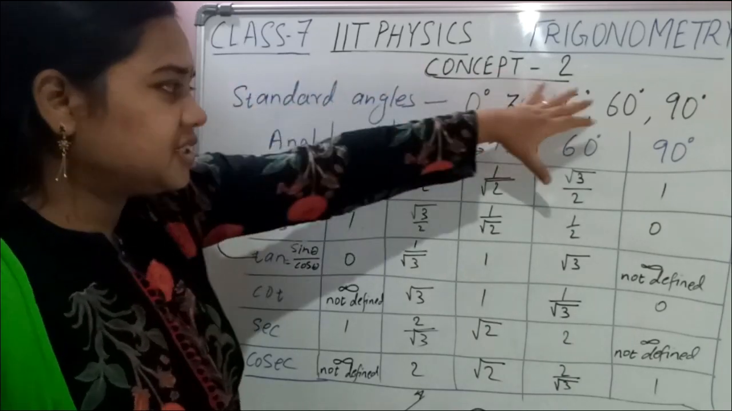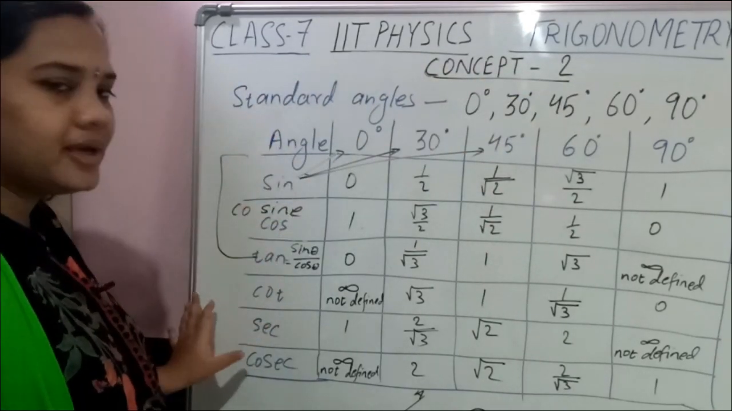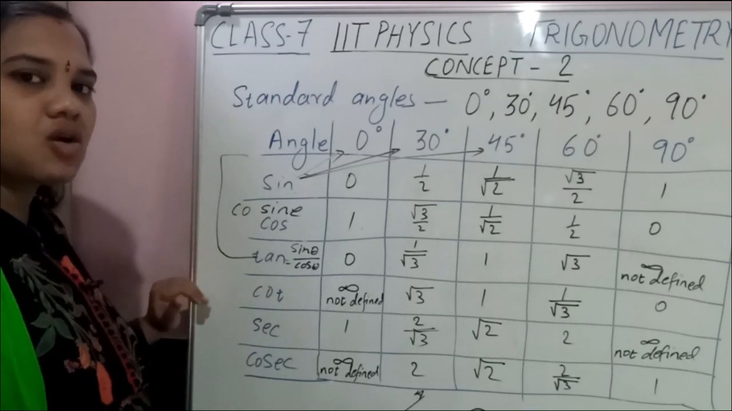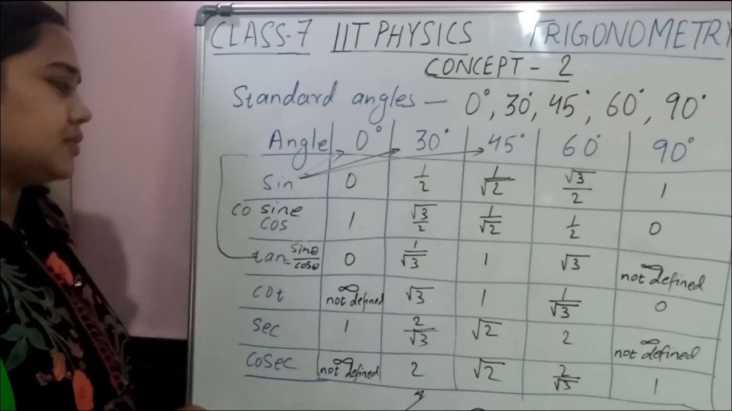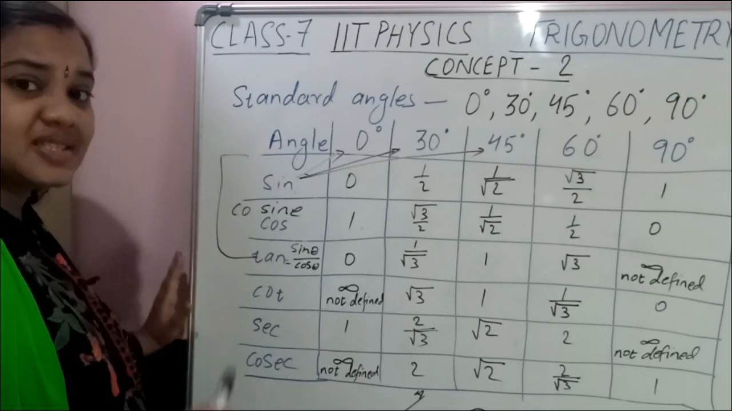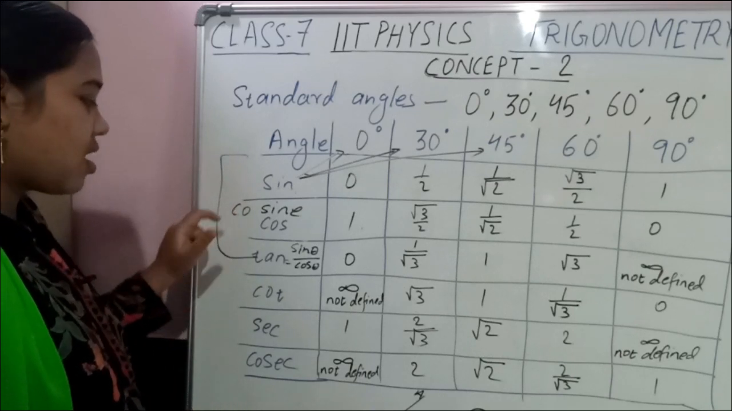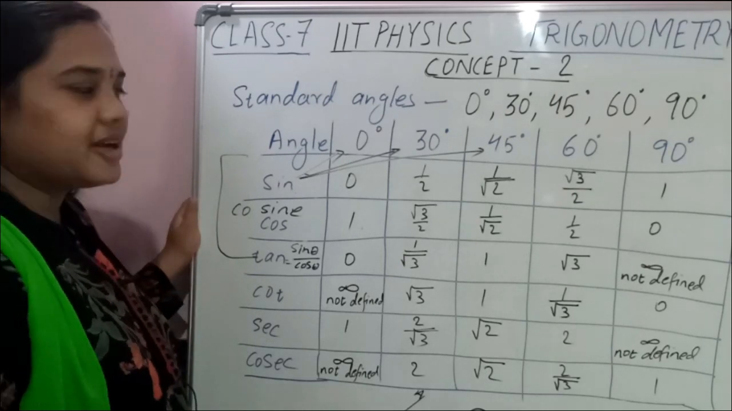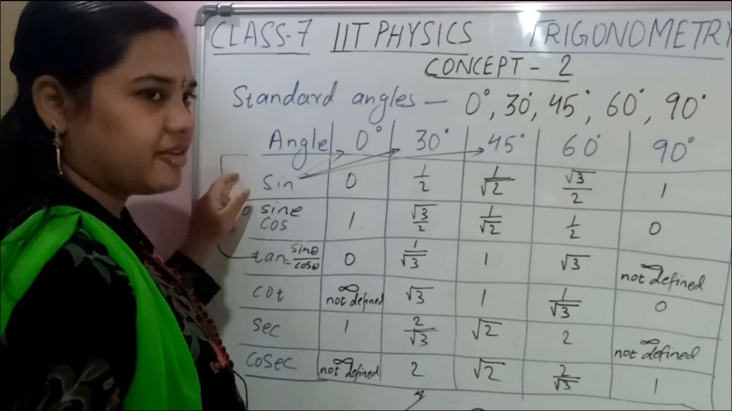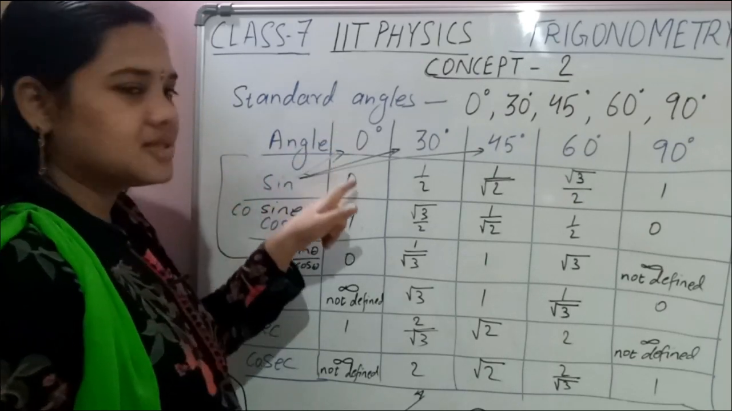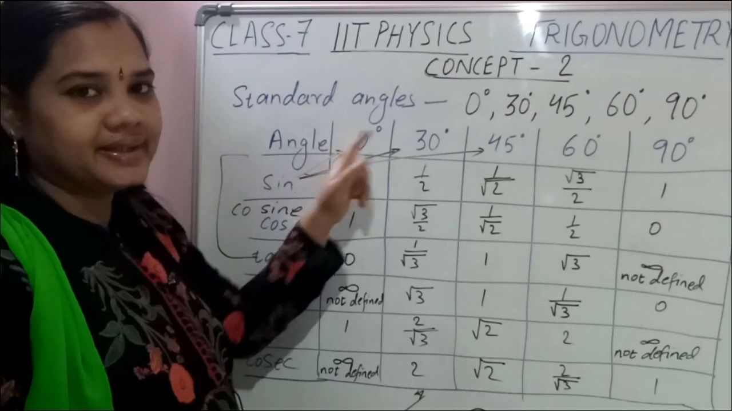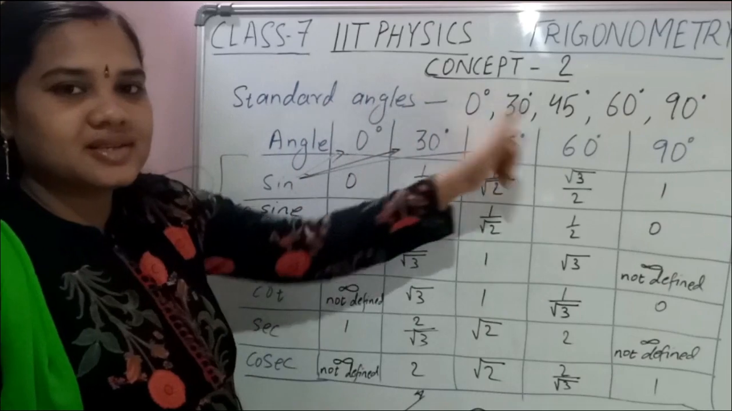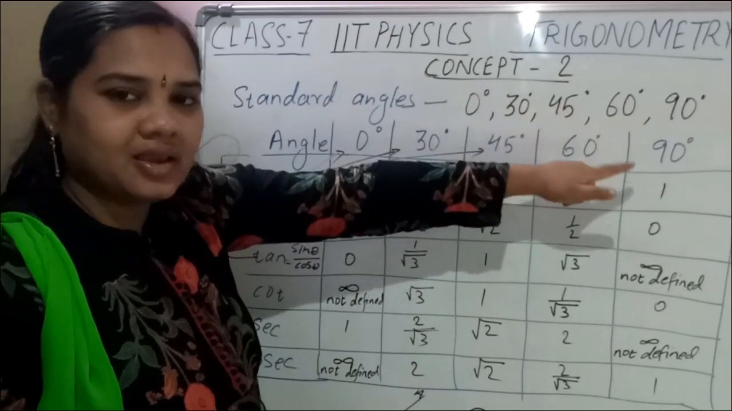So horizontally the standard angles, vertically the trigonometric ratios: sin theta, cos theta, tan theta, cot theta, sec theta and cosec theta. This is the main order, children. This order you must write: sin, cos, tan, cot, sec and cosec. Now you must know the values for sin. First, sin 0 is 0, sin 30 is 1 by 2, sin 45 is 1 by root 2, sin 60 is root 3 by 2, sin 90 is 1.